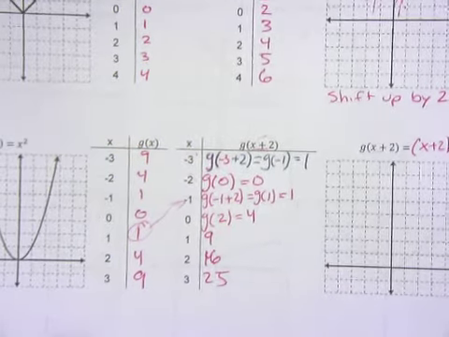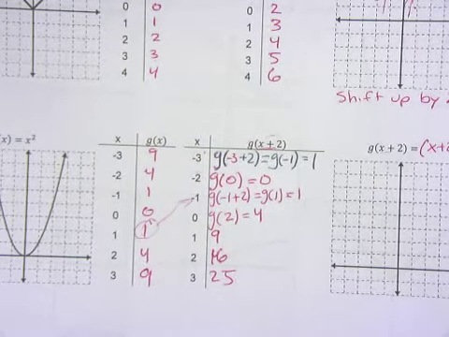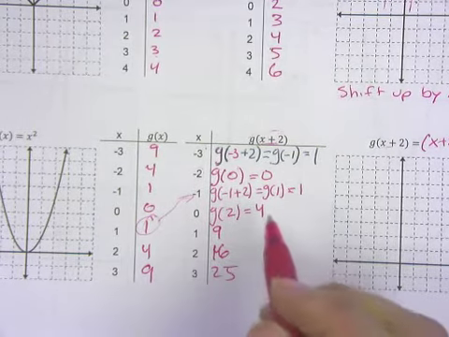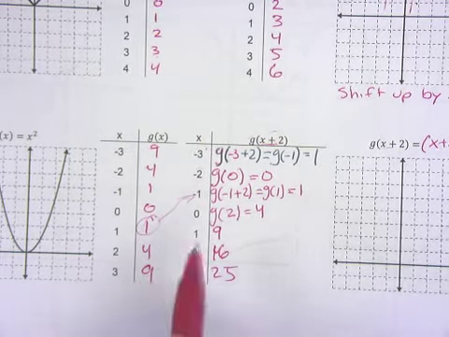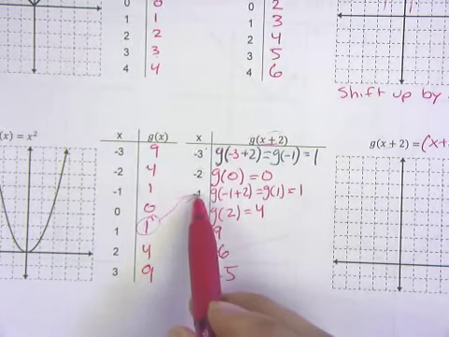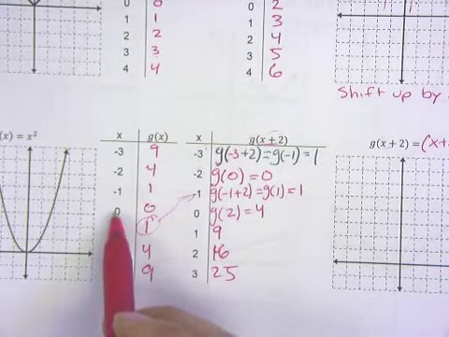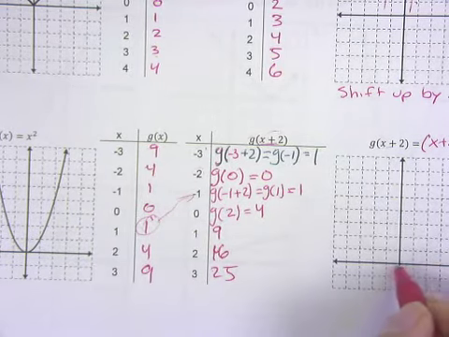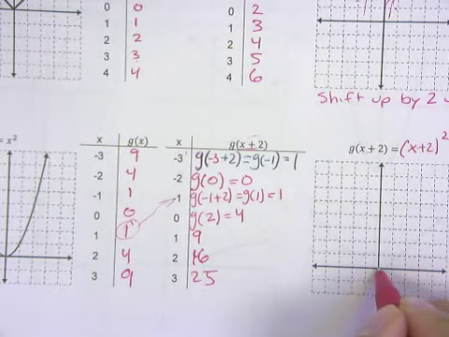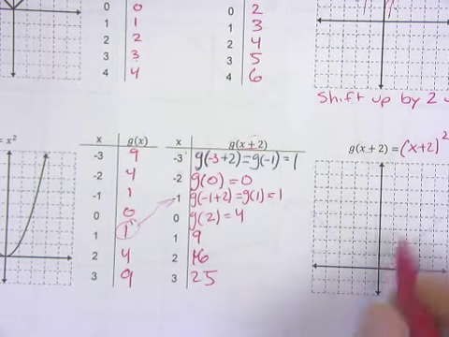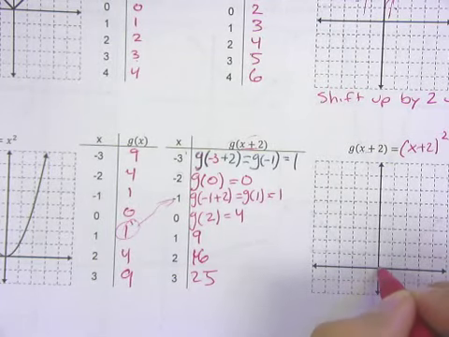Now, it might not be obvious from our table exactly what's happened, but you may see that for every input that we had here, we actually got the output for 2 greater. So when we input 0, we actually get the output that we would usually get from 2. Let's go ahead and plot these points real quick, and maybe we can see the pattern a little better then.